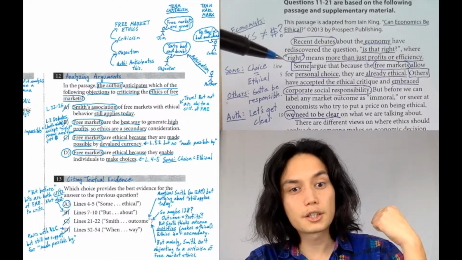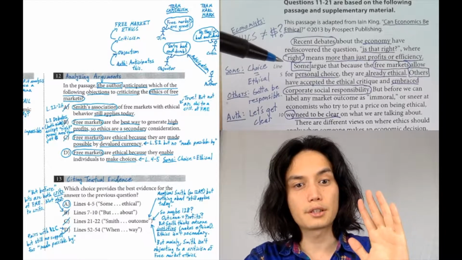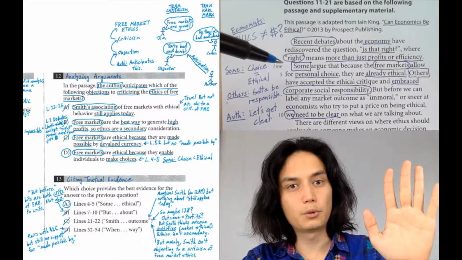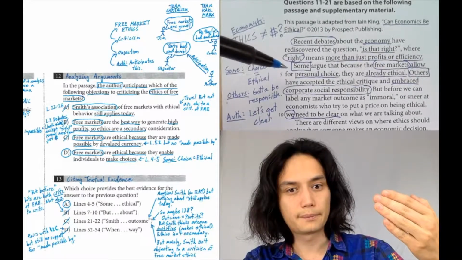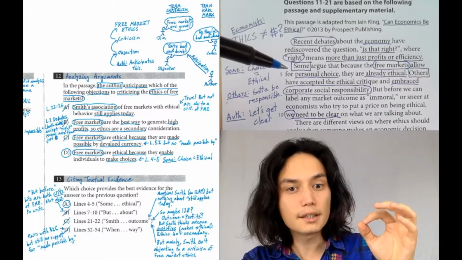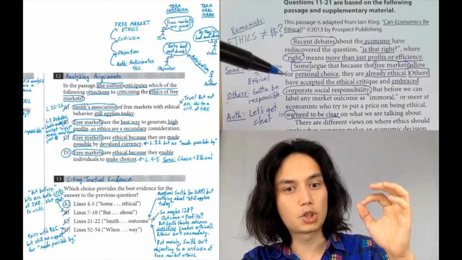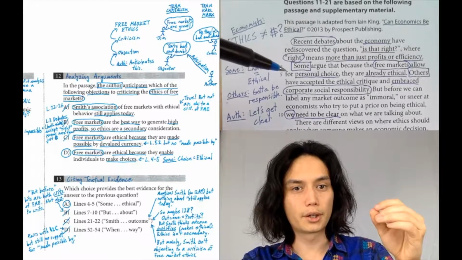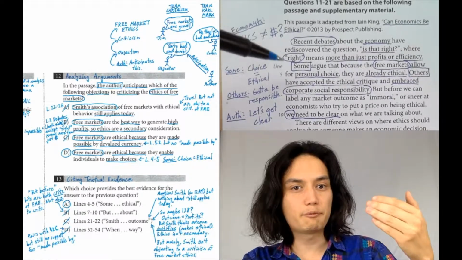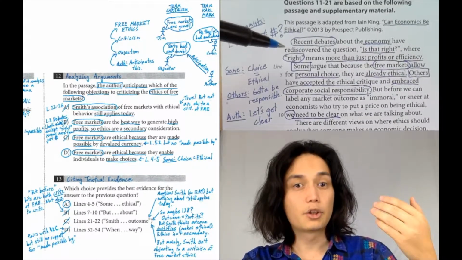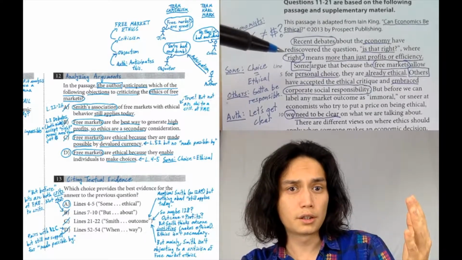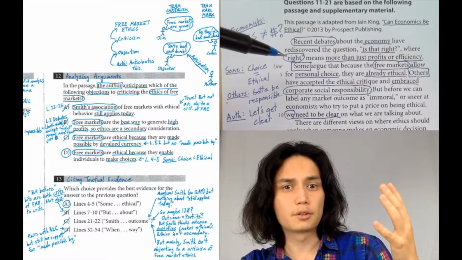Right? The author anticipates this viewpoint. The author wants to get this viewpoint out in the open right away so that he can move past it. This claim is an objection to a criticism of the free markets. Here, people have been debating in the past the question of is this right or wrong, where right means more than just profits or efficiency.